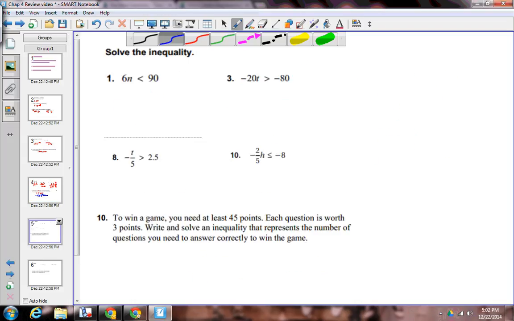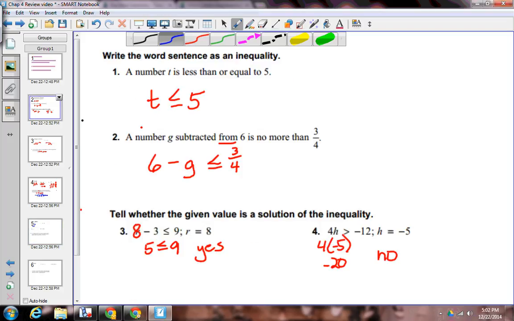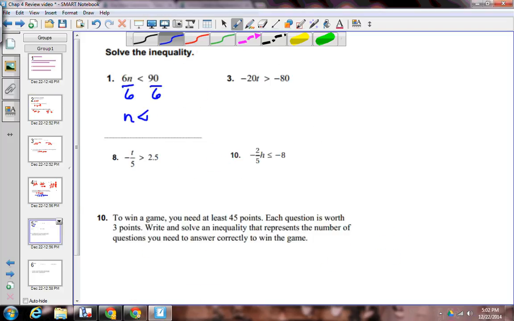Okay, in the next section, we solved inequalities by multiplying or dividing. So for the first one, n is being multiplied by 6. So we need to divide by 6 to get 1n. So we need to do the same thing on the right side as well. So on the left, we now have 1n. Our symbol stays the same, and 90 divided by 6 is 15. And we are done.